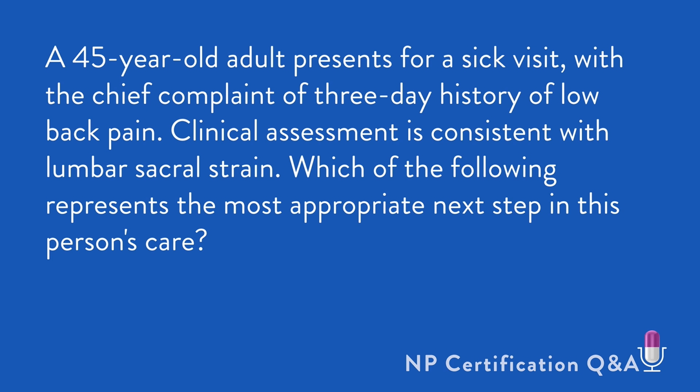I also want to reinforce a great history of present illness is where you start with a new onset complaint like this. But this is background information. Let's revisit the question, look at the choices we've been given, which are correct and which ones are incorrect. A 45-year-old adult presents for a sick visit with the chief complaint of a 3-day history of low back pain. Clinical assessment is consistent with lumbar sacral strain. Which of the following represents the most appropriate next step in this person's care?